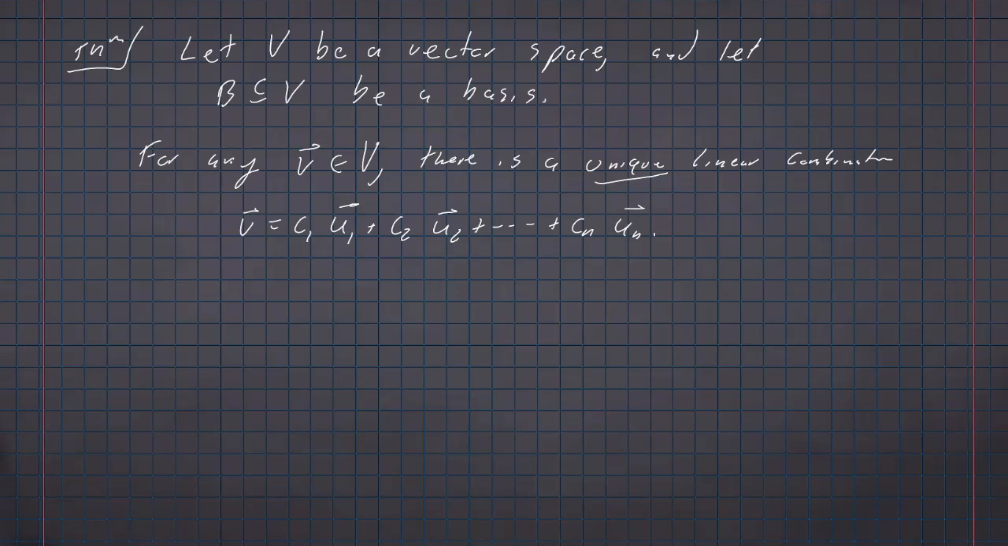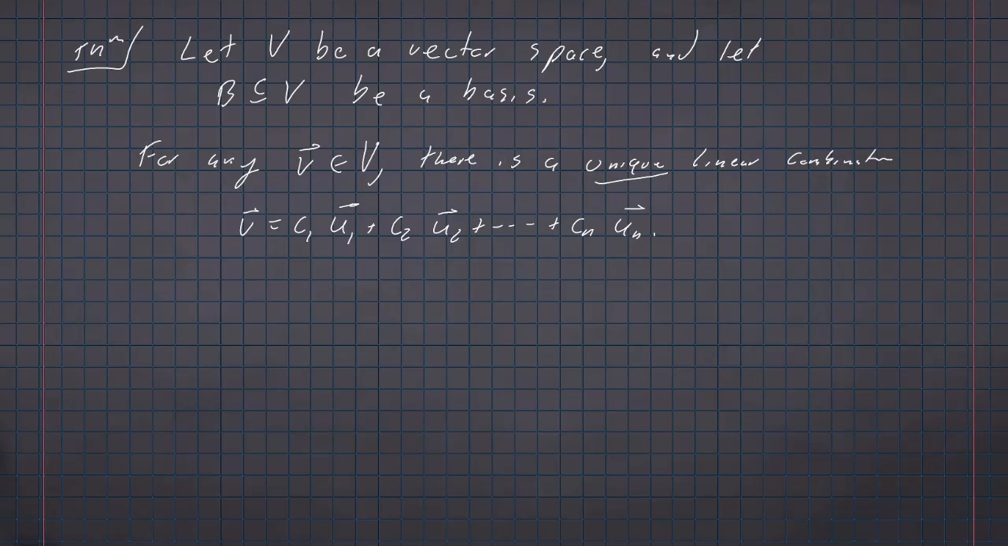Clearly, there must be at least one, because V is equal to the span of B. That's part of what it takes to be a basis. The span of the basis is equal to the vector space. Since v is in the vector space, it must be in the span of the basis, so there must be at least one linear combination.